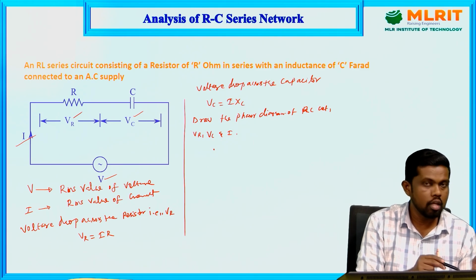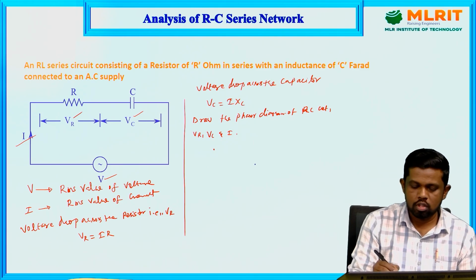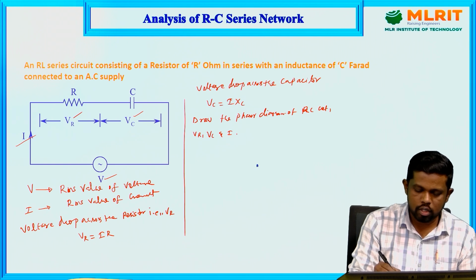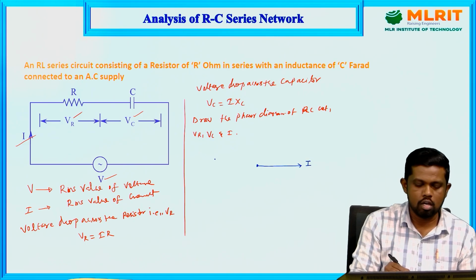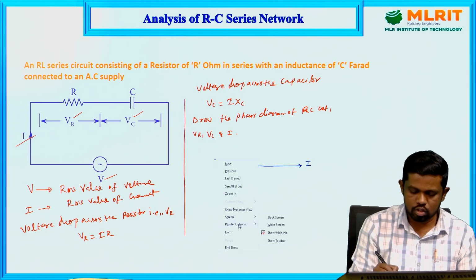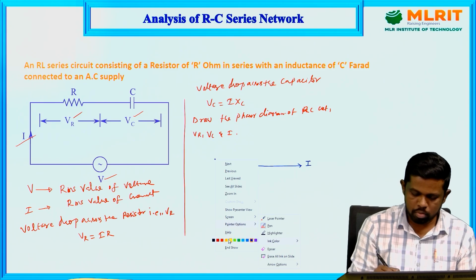So we need to take the I as a reference. This is the current vector we need to consider as a reference. So with reference to the current vector, the voltage across the resistor should be in phase.